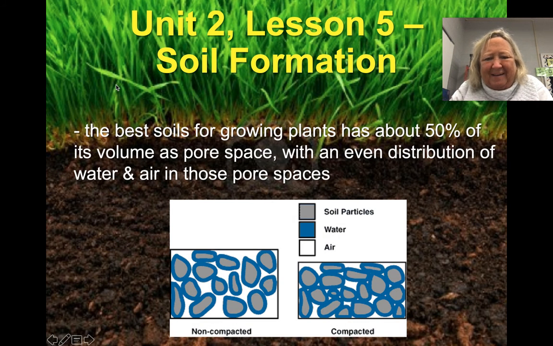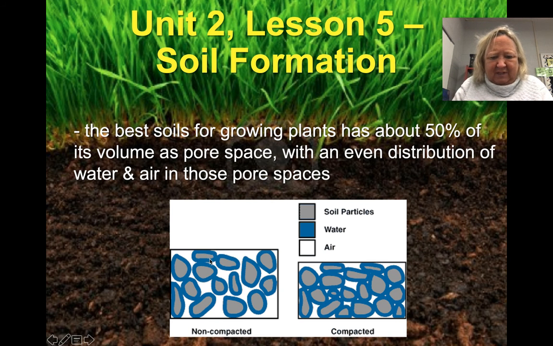The best soils for growing plants, which is what we care about here in Central Ohio as farmers are getting ready to plant in the next couple months, have 50% of volume as pore space, and have it evenly distributed.